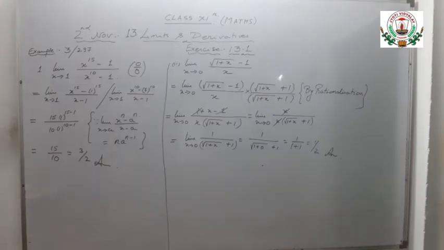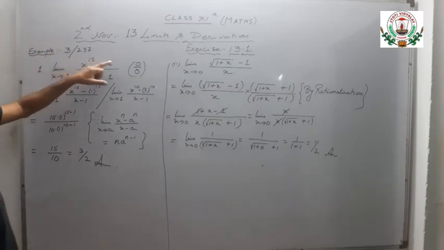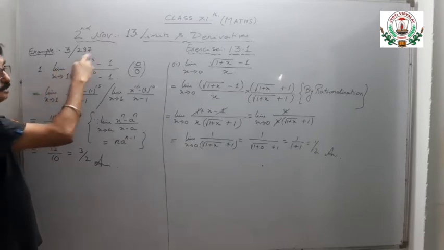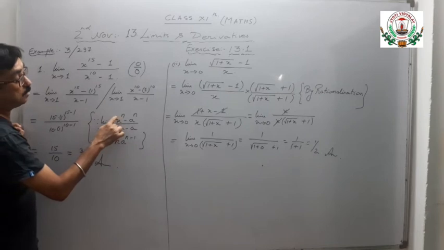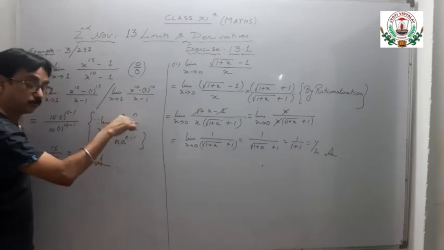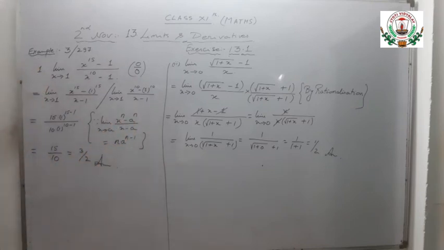Now let's go to example 3, page number 297. Limit x tends to 1, x to the power 15 minus 1 upon x to the power 10 minus 1. If we directly substitute x equals to 1, we will be getting 0 by 0 form. So it is based on the special type of limit formula, limit x tends to a, x to the power n minus a to the power n upon x minus a. If we are getting this format, we will get the value directly n a to the power n minus 1.